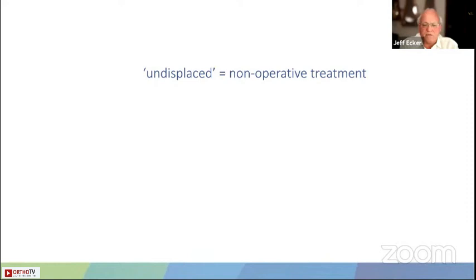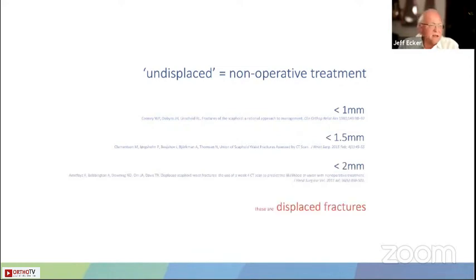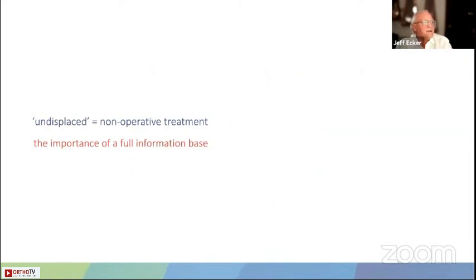So we come to use the term undisplaced as being synonymous for a fracture that can be treated non-operatively. But if we look at the literature, this may be less than 1 millimeter displacement, less than 1.5 millimeter displacement, less than 2 millimeter displacement. These are displaced fractures. They're either undisplaced or displaced.